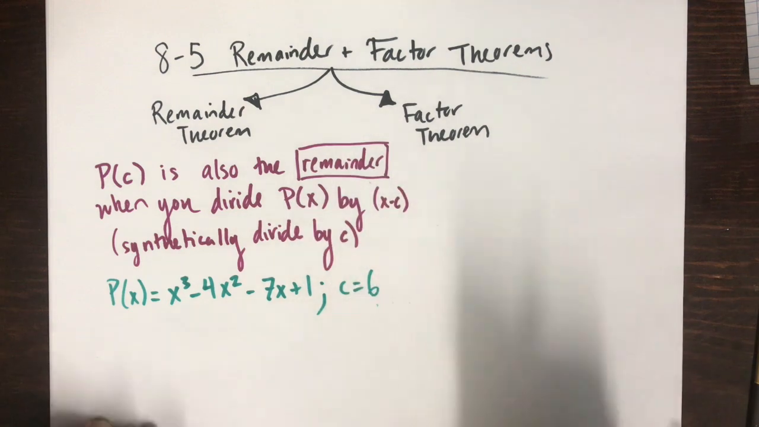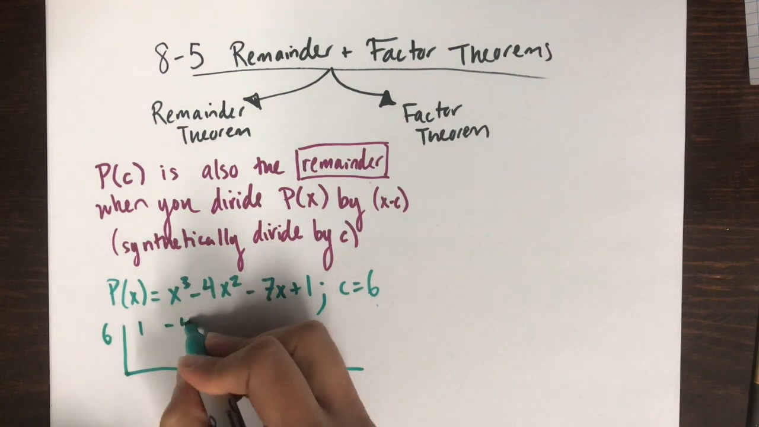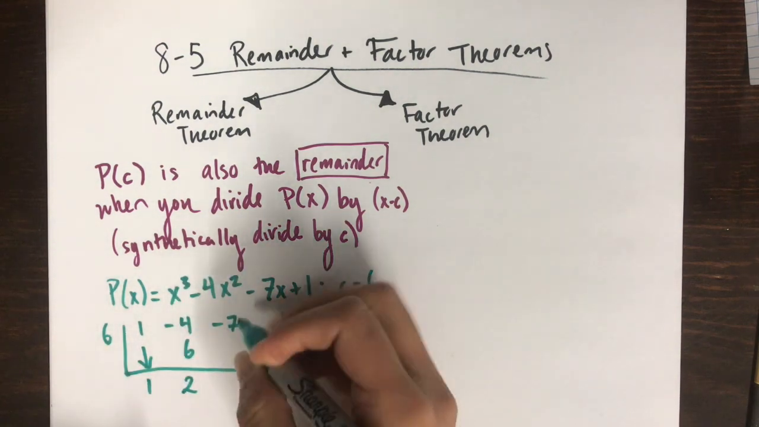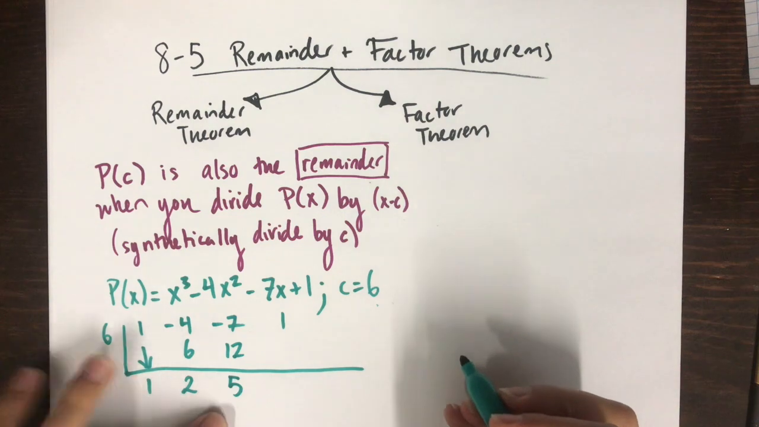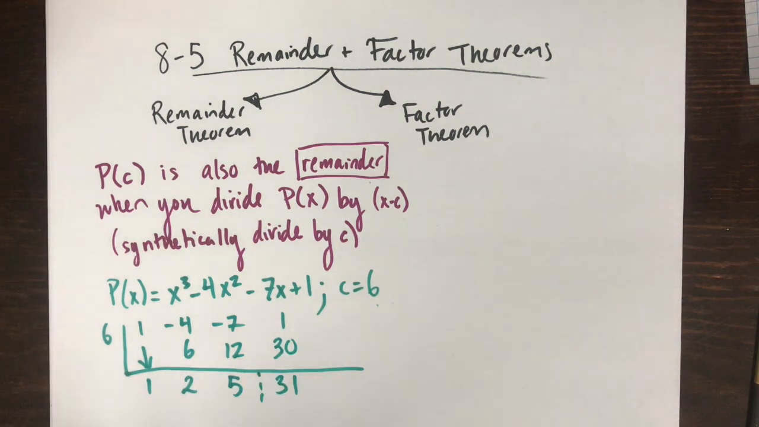So the polynomial is x cubed minus 4x squared minus 7x plus 1. I'm plugging in c equal to positive 6. So what I'm going to do is synthetically divide first. I bring down 1, I multiply by 6, I add, it's 2, I multiply, it's 12, I add, it's 5, I multiply, it's 30, and then I get 31 as a remainder.